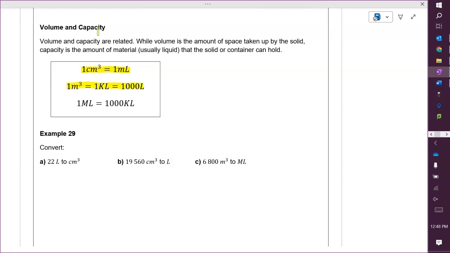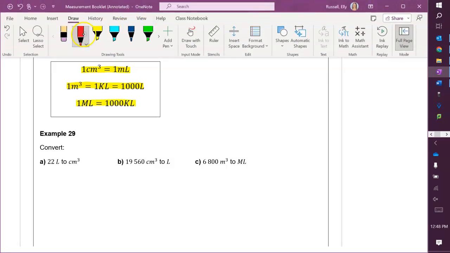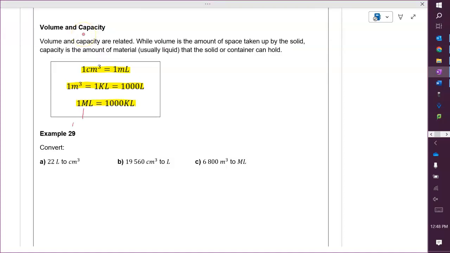We then have 1 meter cubed. So if you think a meter ruler and we make a cube out of it, it holds 1 kiloliter of water, which is the same as 1,000 litres. And then the M here, the capital M, this is what we call a megaliter. So this is a megaliter, and K is our kiloliter. So 1 megaliter is 1,000 kiloliters. So again, really important conversions there that we need to use.